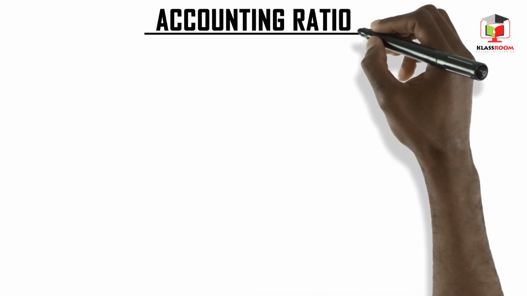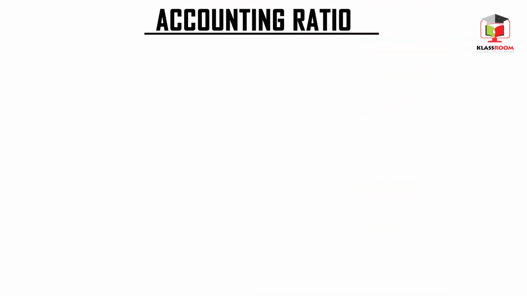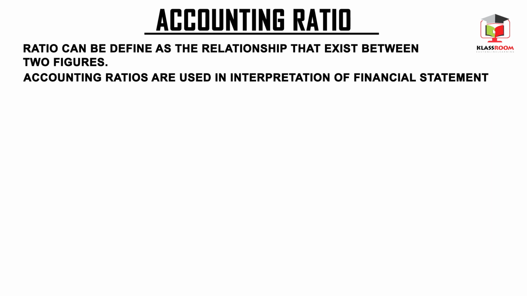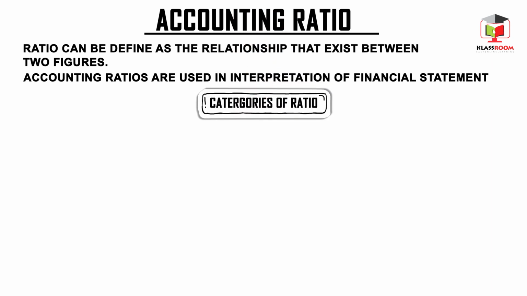Topic: accounting ratio. Ratio can be defined as the relationship that exists between two figures. Accounting ratios are used in interpretation of financial statements. Ratios are considered in the following categories.